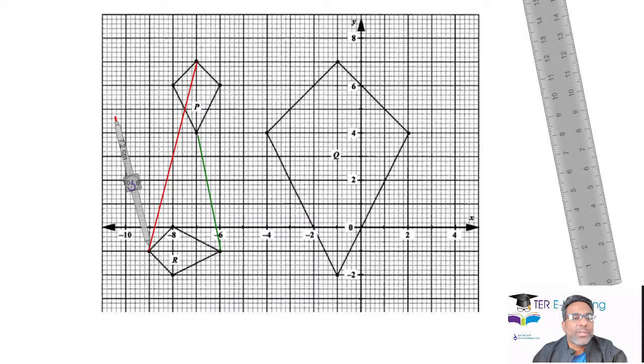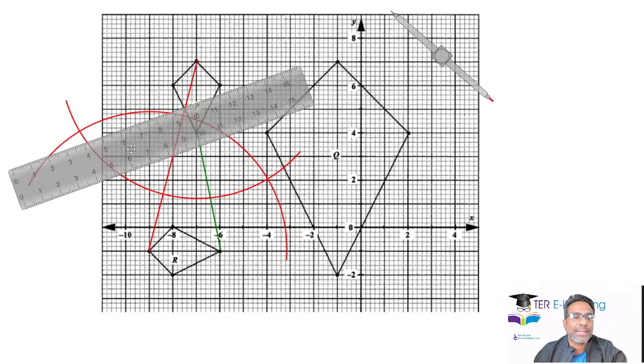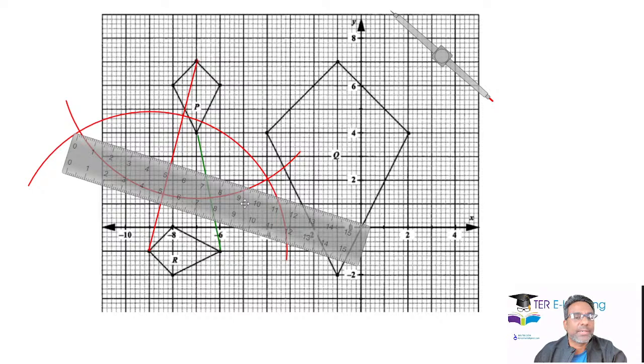So I need to open the compass to more than half the length of that red line, right? So I'm going to draw an arc. So that's one arc. Now I'm going to keep my compass open at the same width, but I'm coming on this side now, and I'm going to draw a second arc. So if I were to draw a line that passes through those 2 points of intersection of the 2 arcs, that's going to give me my perpendicular bisector for that line, right?